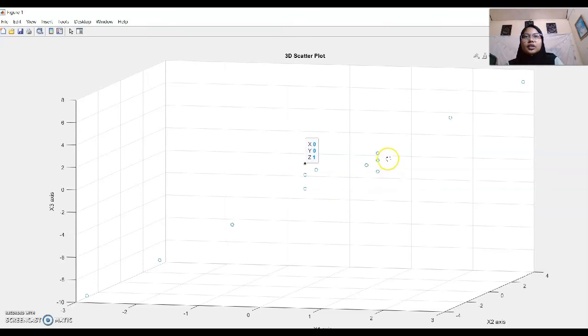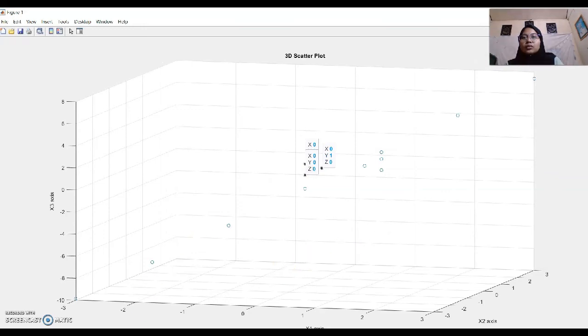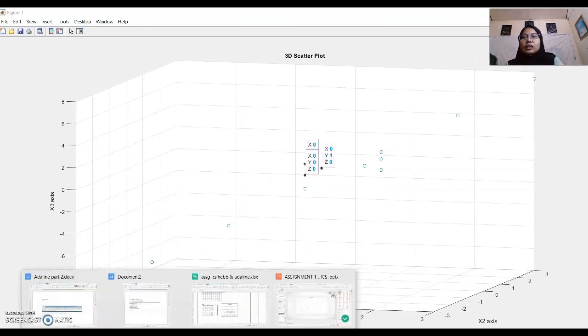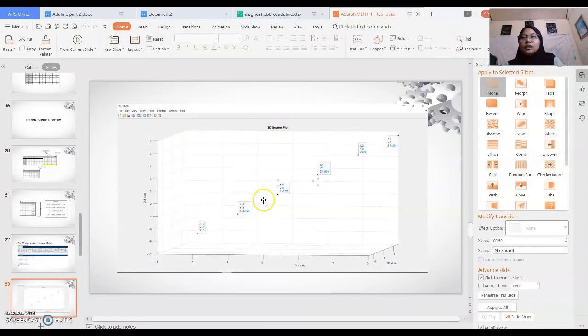Okay, so we see 1, 1, 1, and 101 and 110. So these values are for class B, and these are class A: 001, 000, 010. Okay, so that's all for the Hebbian algorithm.